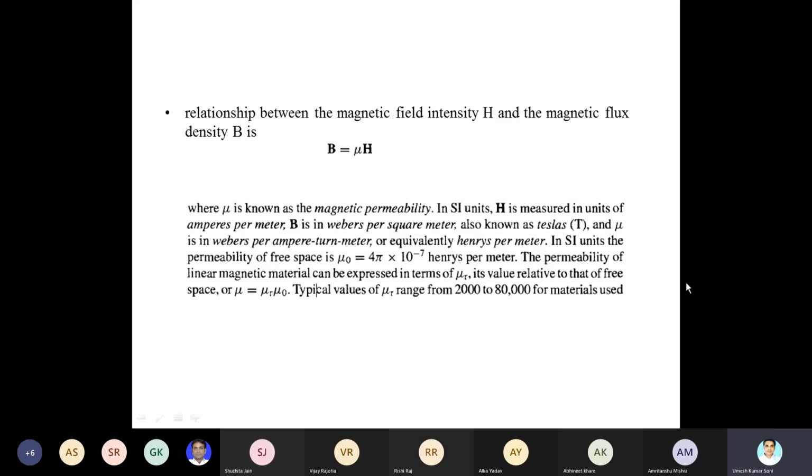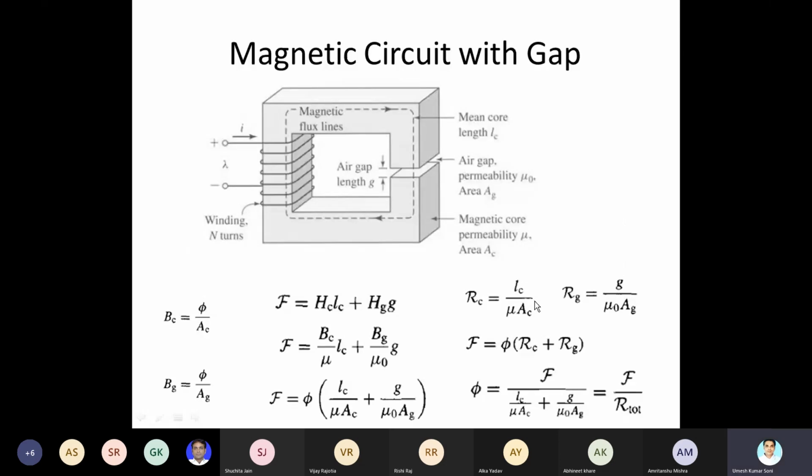So here a range of relative permeability is given, that varies from 2000 to 80,000. Now you come to the circuit with an air gap. So here total MMF is given by H integral dl, okay, H into integral of dl.